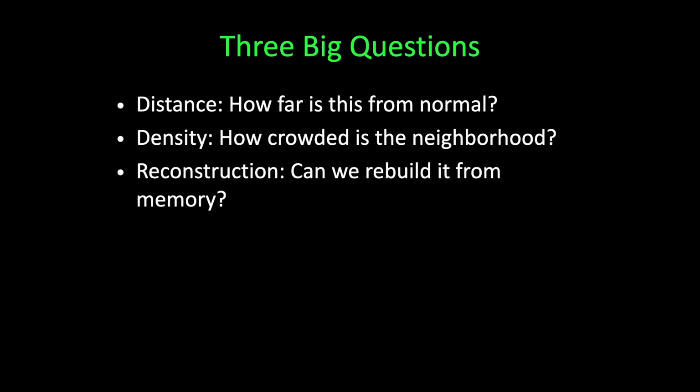And third, reconstruction. If I've learned what normal looks like, can I rebuild this event from memory? Imagine you memorize the structure of normal logins. If a new login fits this pattern, you can reconstruct it. If it doesn't, you fail, and that failure is an anomaly signal. These three questions, distance, density, and reconstruction, guide almost every algorithm that we'll be covering during this or future lectures. Keep them in mind, and the methods then will make sense.